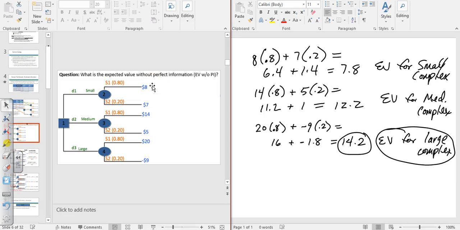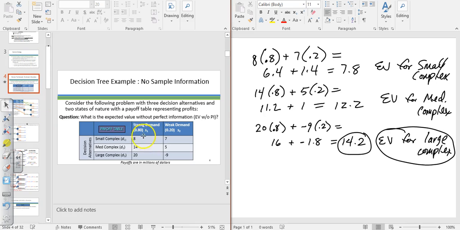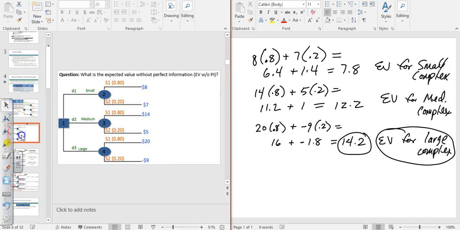Okay, so what we want to do here is, remember how we did the expected value before? Let's get this out of the way. So expected value, again, we are going to take our payoff. Remember how in our payoff table, we do 8 times 0.8 plus 7 times 0.2 to get the expected value for the small complex. That's what we did over here. 8 times 0.8, 7 times 0.2. We took it right from this table.